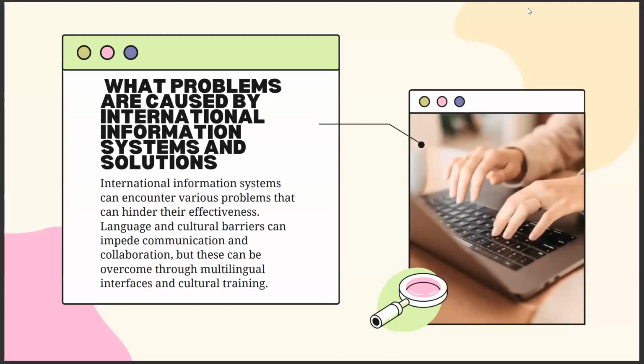Right, so last on the agenda is what problems are caused by international information systems and solutions. So international information systems can encounter various problems that can hinder their effectiveness. So language and cultural barriers can impede communication, collaboration, but these can be overcome through multilingual interfaces and cultural training.